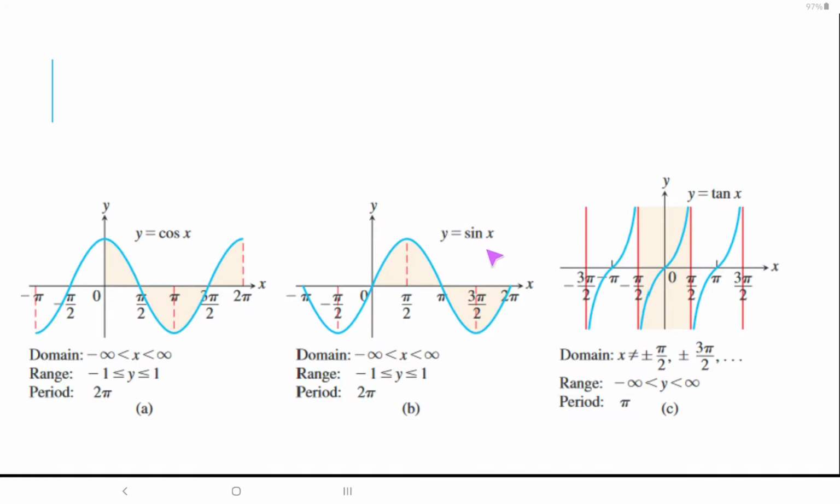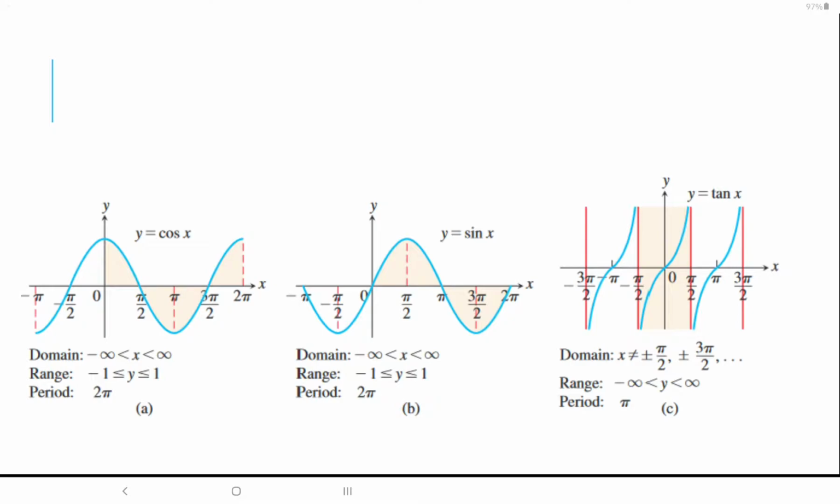And then similarly, we have y is equal to sine x. Ang period niya ay 2 pi. Okay, so na-shift lang siya ng pi over 2 units to the right. Okay, and then here we have the graph of y equal to tangent x, and the graph repeats every pi. So meaning yung periodicity niya ay pi. Okay, so the domain excludes.